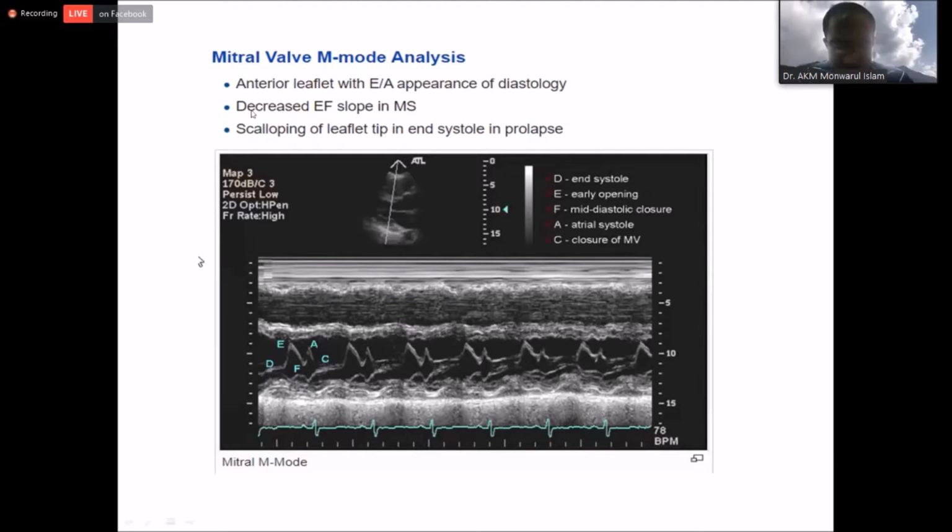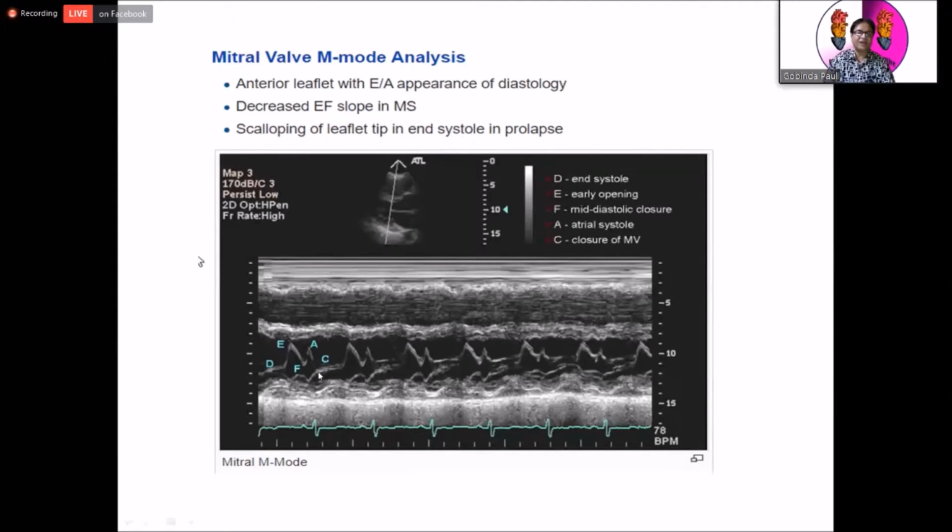Okay, so D is just end systole, the starting of diastole. E represents early diastolic filling and early opening, and F the mid-diastolic or partial closure of the mitral valve, and A due to atrial kick, atrial systole, and C the closure of the mitral valve, that is the ending of the diastolic period and the starting of systole. And there is the DE slope, EF slope, and AC shoulder.